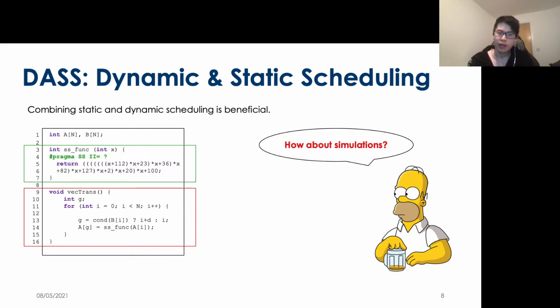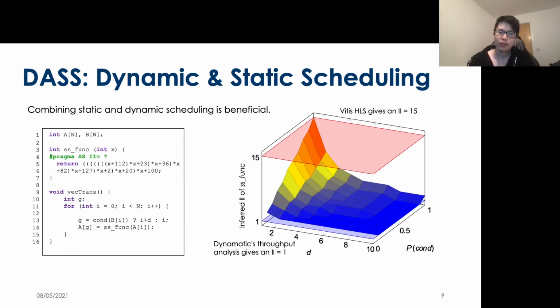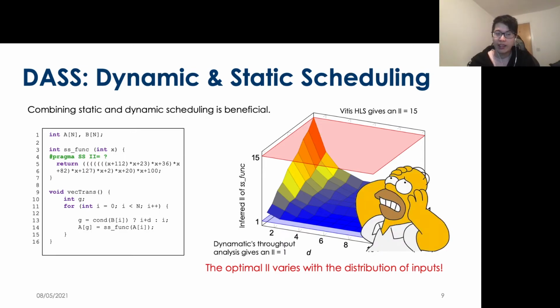How about simulation? Yeah, if we run simulations, we know how fast it is likely to compute. The figure on the right is the optimal II for all the input distributions. So we can see the optimal II actually varies with the distribution of the if condition and the dependence distance between G and I. This figure is measured using exhaustive search, which took a long time. And the search time scales exponentially with the code complexity. Of course, we don't want to find an II by trying every simulation case.